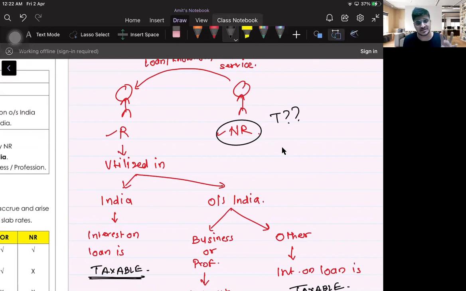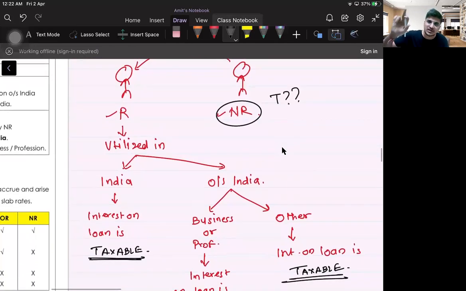Utilization done by the resident. Agar woh resident banda India mein hi use kar raha hai, to woh jo non-resident ko interest, royalty, FTS mil raha hai, that will be entirely taxable.